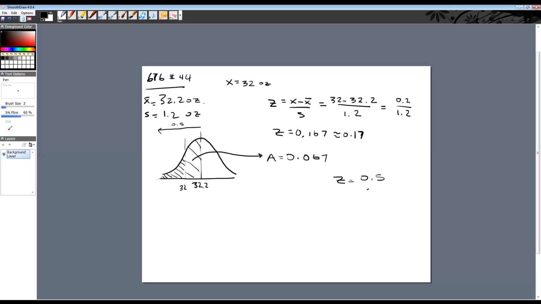So we have to subtract 0.067 from 0.5 and we get 0.433 for this area. So the area 0.433 is the answer to the problem. The problem states, what is the probability a filled carton will contain less than 32 ounces of milk? And it's 0.433. It's actually a 43.3% probability that it would contain less than 32 ounces.